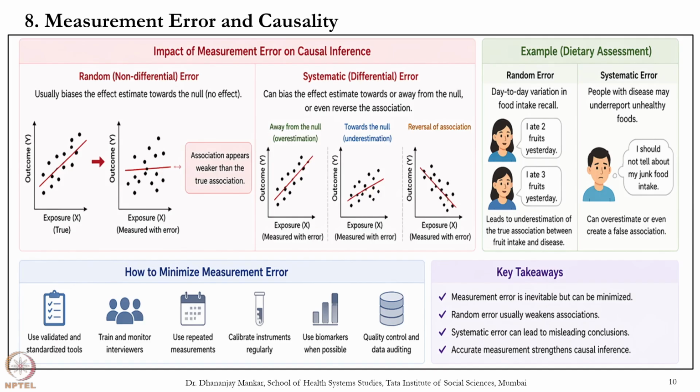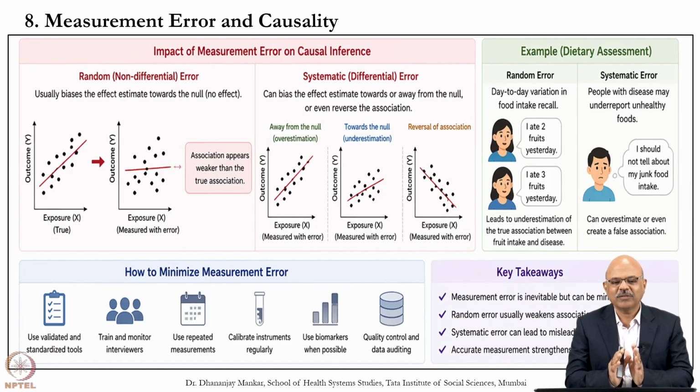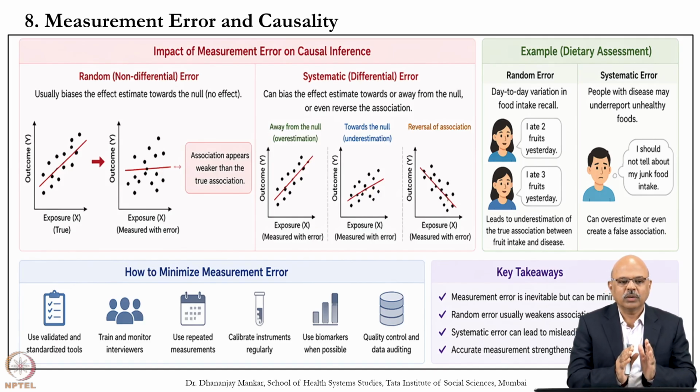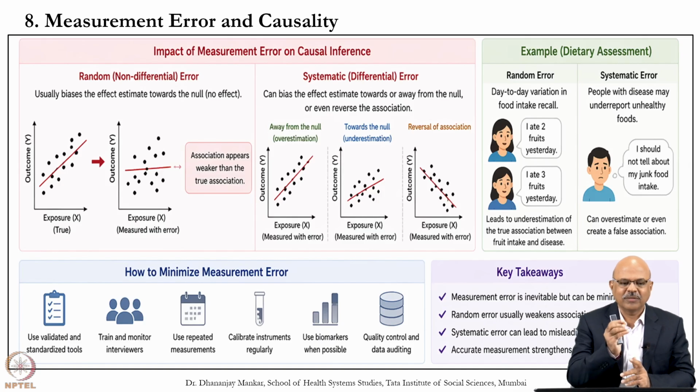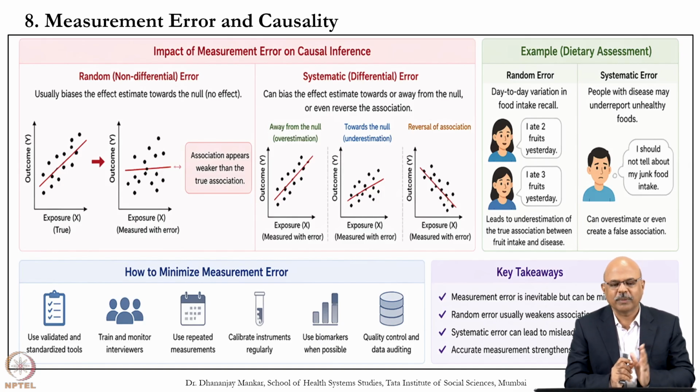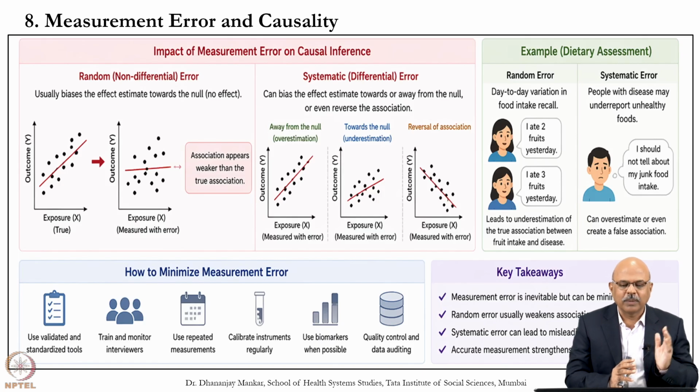Measurement error and causality. How do we minimize measurement error? You can use a validated and standardized tool, which is advisable here. Train and monitor the interviewers, and this is one of the finest ways to reduce measurement errors. Use repeated measurements, which will minimally adjust the estimates. Calibrate instruments regularly, which is a very important part.